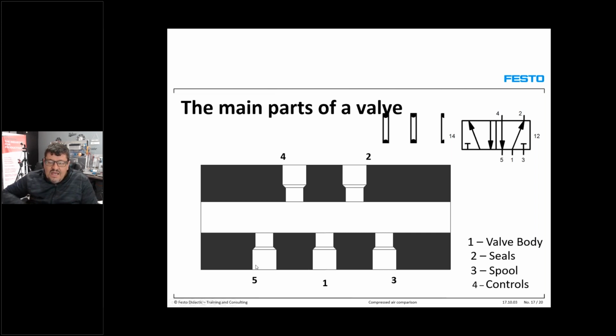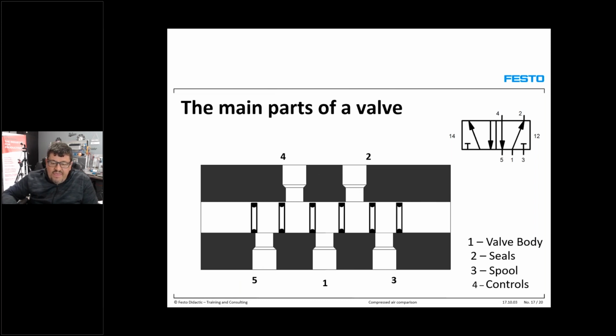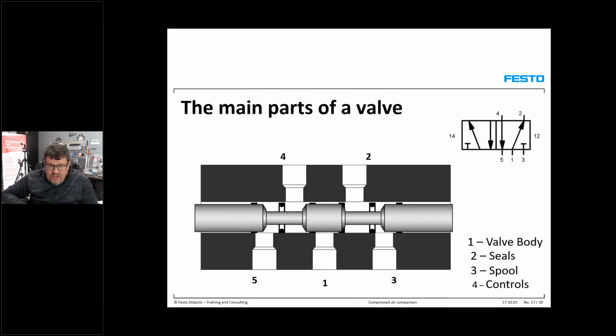Then we've got our seals internally because of the movement of my spool inside. Then I've got my spool. That's the sliding part internally inside the housing of my valve body. And the symbol represents the spool movement. When you have a square on your right-hand side or on your left-hand side, that means there are two positions, or two switch positions, with 5 ports.